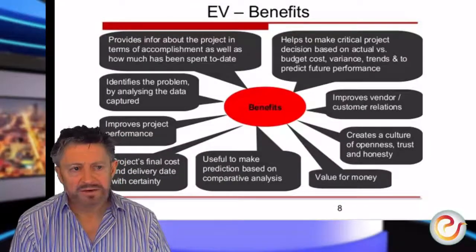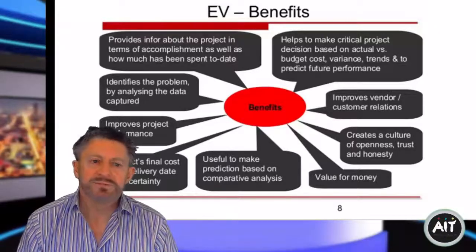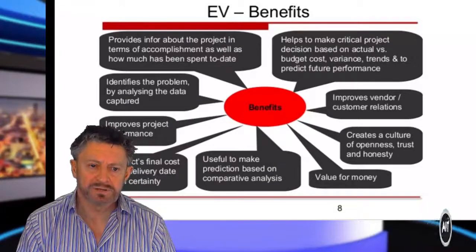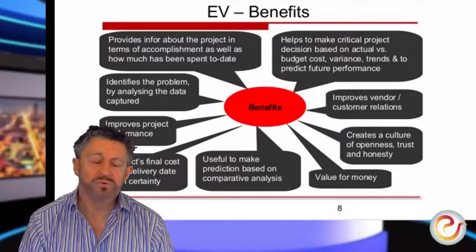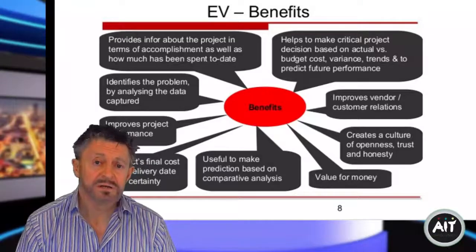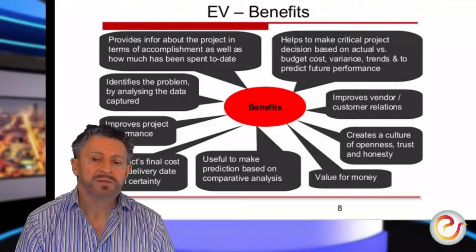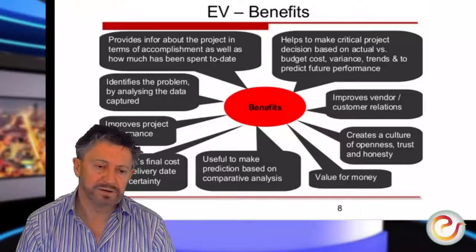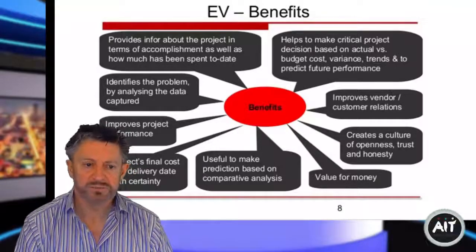So the benefits of having the earned value, I've discussed so many of them already, helps to make critical project decisions based on actual versus budget costs, the variance, the trends, and to predict future performance. So when we know how things are running up to now, we can predict how things will continue to run if we don't take any action. And that's because we use what's known as indices. Multiply a couple of variables together and it'll give us a very powerful, accurate prediction.